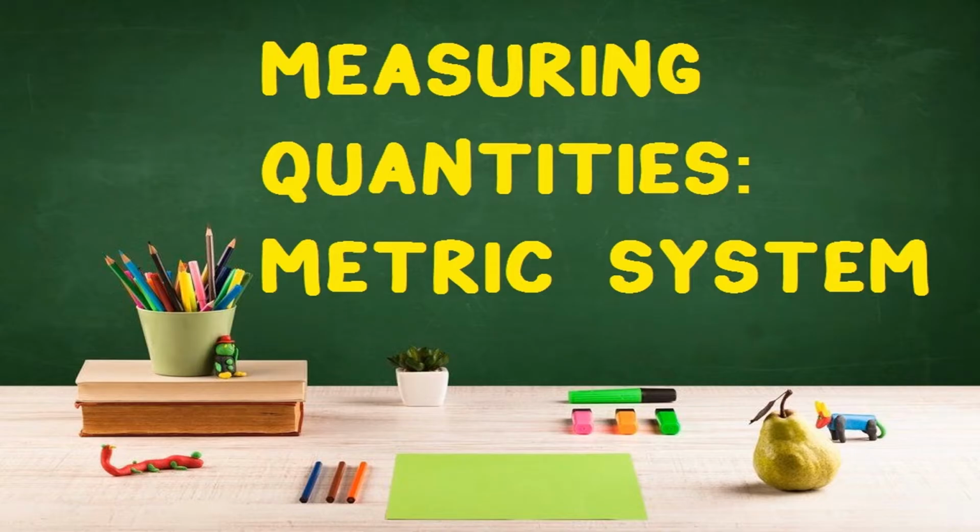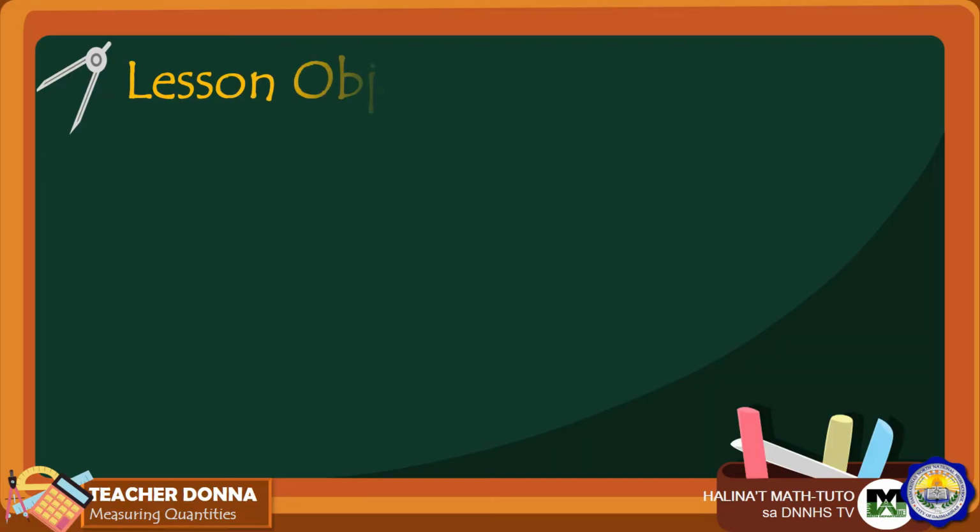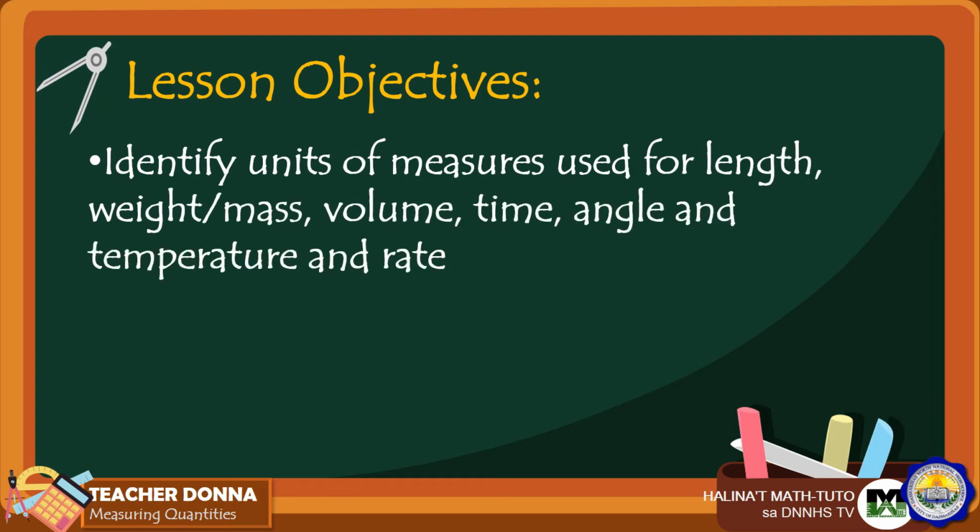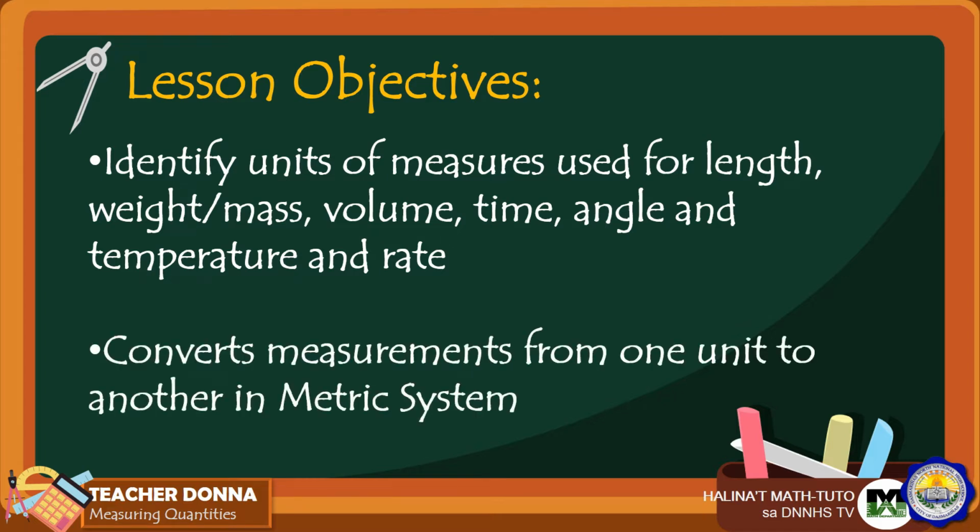We are done with the 8 lessons from quarter 1, and now we are going to discuss the first lesson from quarter 2, which is measuring quantities, the metric system. The lesson objectives are: first, identify units of measure used for length, weight or mass, volume, time, angle and temperature, and rate, and convert measurements from one unit to another in the metric system.